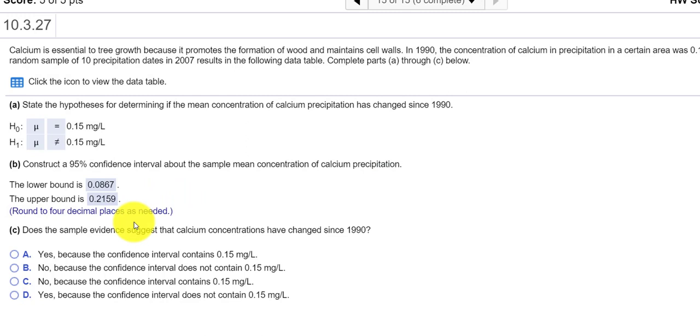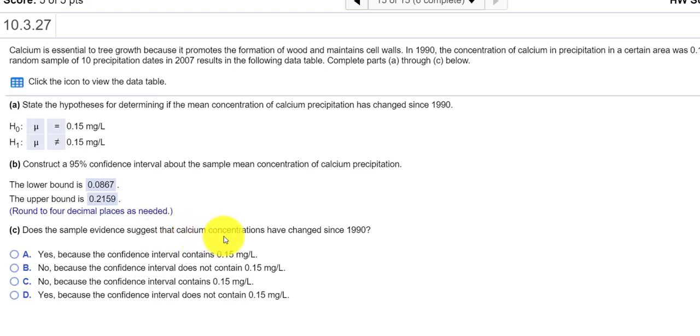Well done. Now, we have to basically decide, do we accept or reject the null hypothesis? So we're testing at 0.15, right? We want to know, were there 0.15 milligrams of this calcium in the precipitation? So since 0.15 falls in between the lower and upper bound, we can't reject H0. Therefore, we have to accept H0.